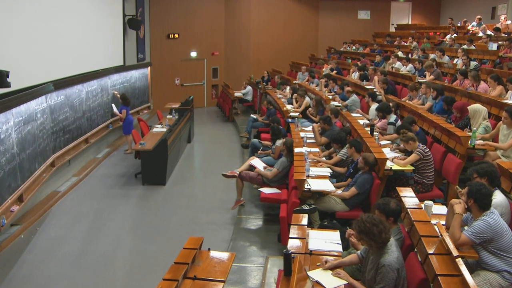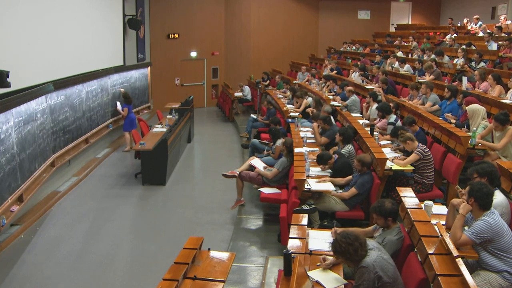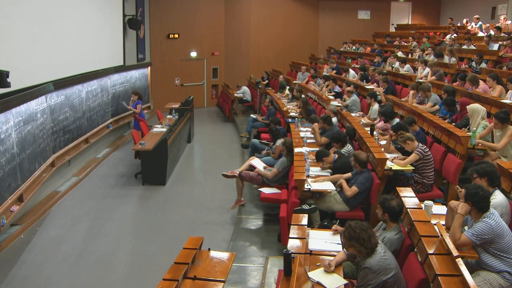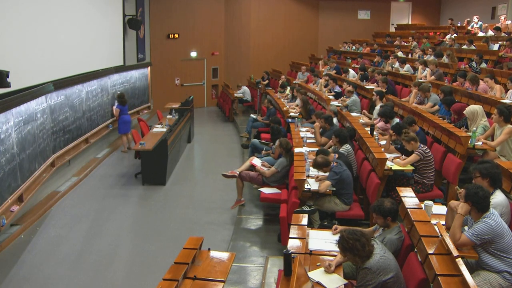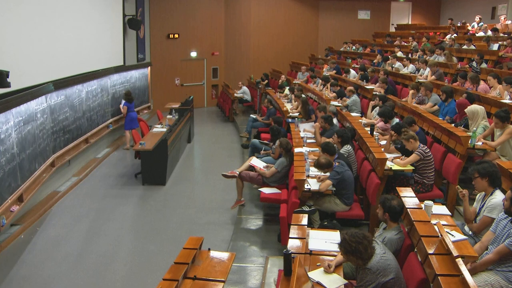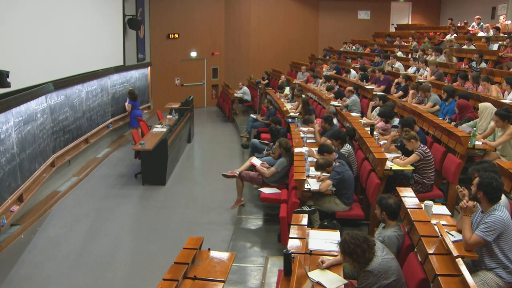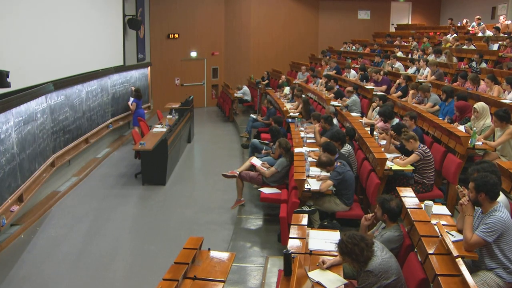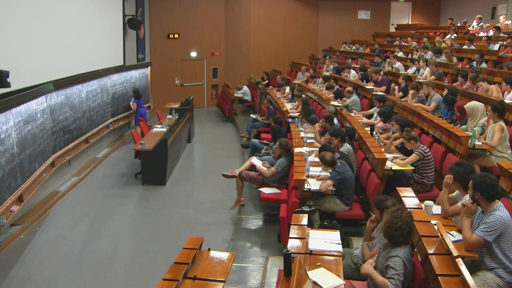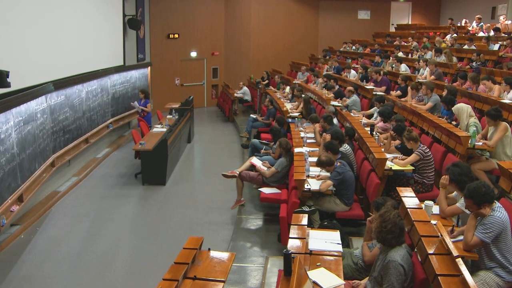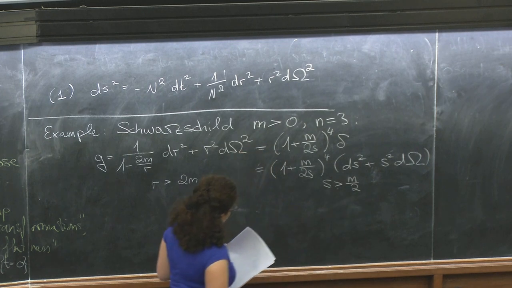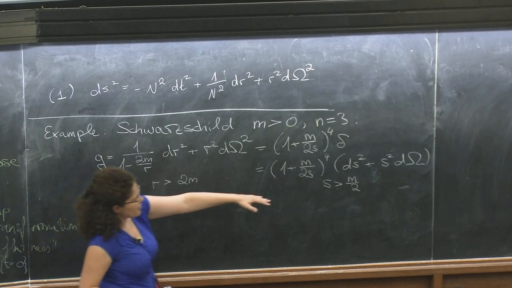Example, Schwarzschild for m bigger than 0 and n equals 3. We can write the metric either, as we've done before, as 1 minus 2m over r dr squared plus r squared d omega squared, or as 1 plus m over 2s to the power 4 delta, or if we spell out the Euclidean metric in spherical polar coordinates, as ds squared plus s squared d omega, where here we needed that r is bigger than 2m, and here we need that s is bigger than m over 2, to correspond to the same region.